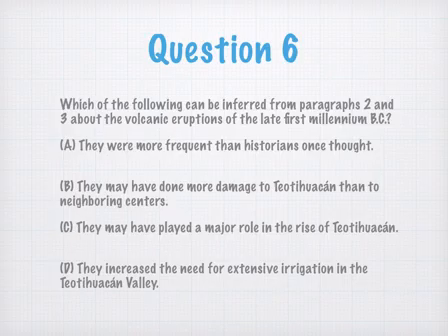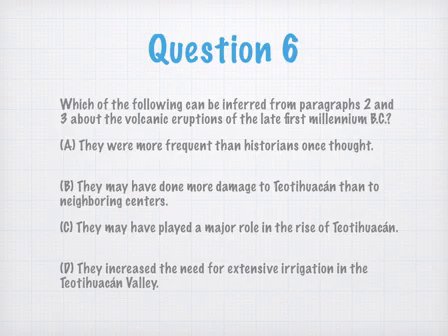We look at option D. They increased the need for extensive irrigation in the Teotihuacan Valley. Now, this is actually mentioned, but the context that it's mentioned in is not the context of things like volcanic eruptions causing damage. It did mention that the increasing population was fed by the number of fields increasing, and that the amount of irrigation that was going on in the fields was increasing as well because of the growing population. But it didn't actually mention that this was because of volcanic eruptions.